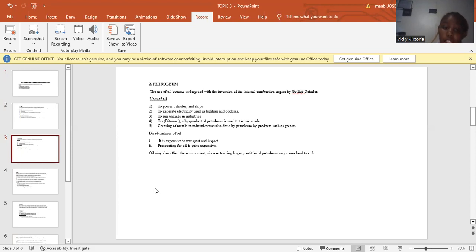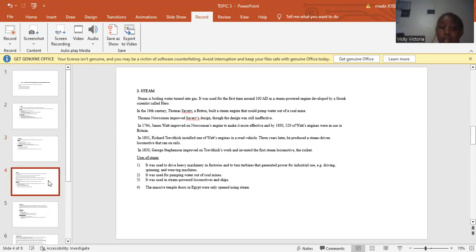Then disadvantages: it is expensive to transport. Prospecting for oil is quite expensive. It is expensive to transport and import. Countries which import oil are generally poor. Oil may also affect the environment. It can cause air and water pollution, and even death of marine life.